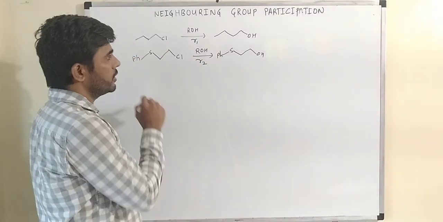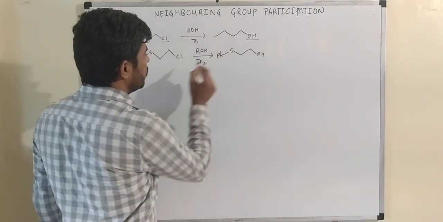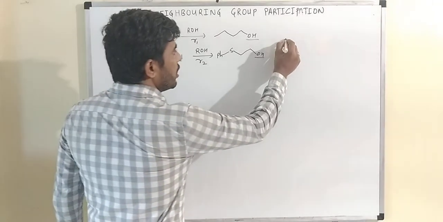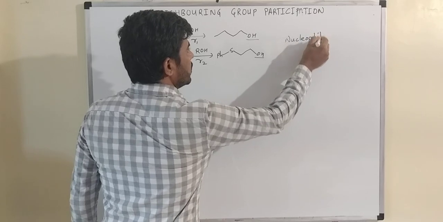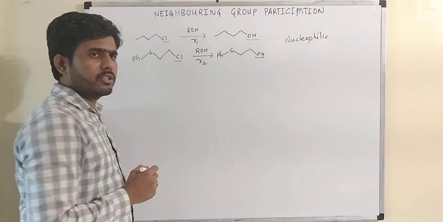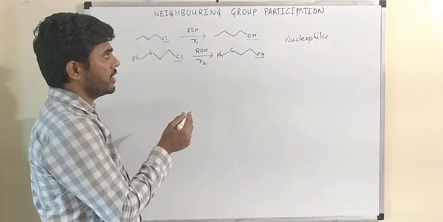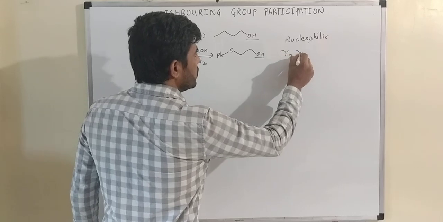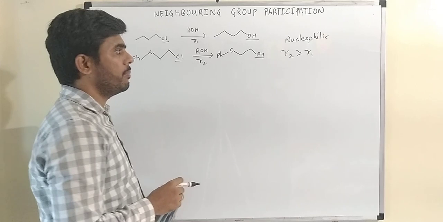If you look at both the reactions, in both the reactions this chlorine is substituted by the OH. So both the reactions are nucleophilic substitution reactions. But the major difference between these two reactions is that the rate of the second reaction, that is R2, is greater than R1. So why is this happening?